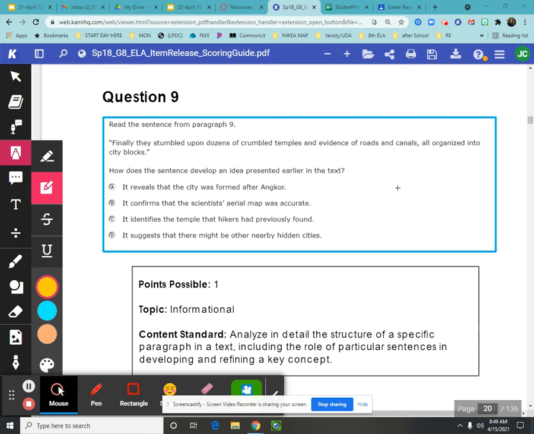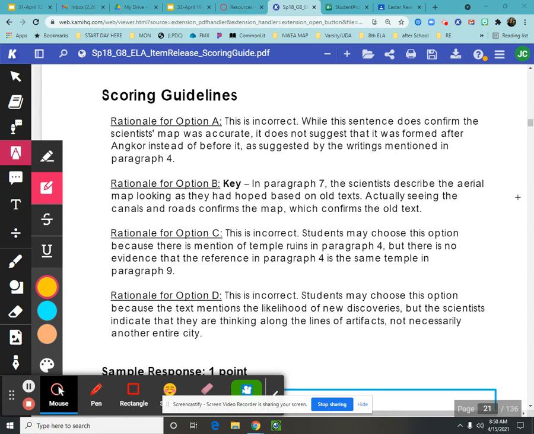A, it reveals that the city was formed after Angkor. B, it confirms that scientists' aerial map was accurate. Okay, we got some B's. C, it identifies the temple that hikers had previously found. Got a C, okay. D, it suggests that there might be other nearby hidden cities. We got some D's, okay. So the answer was B. In paragraph 7, the scientists described the aerial map looking as they had hoped based on old text. Actually seeing the canals and roads confirms the map, which confirms the old text. So if you missed that, make sure you read your rationale.